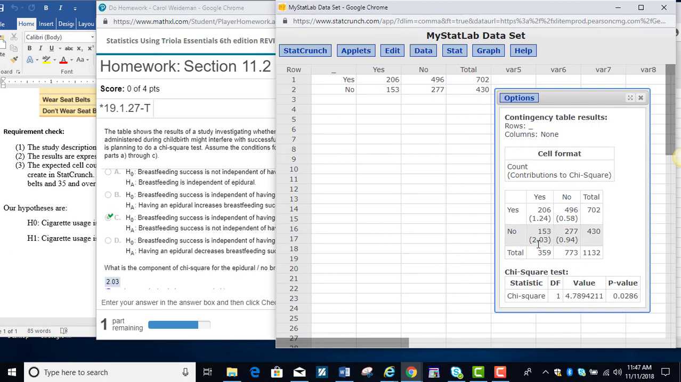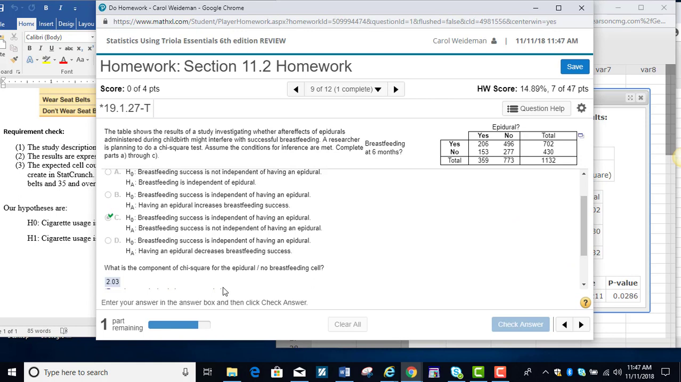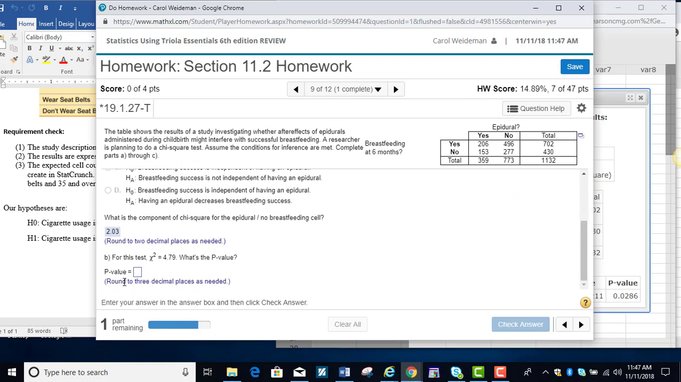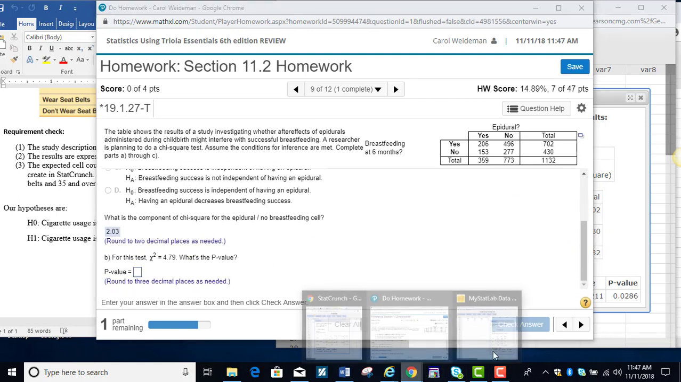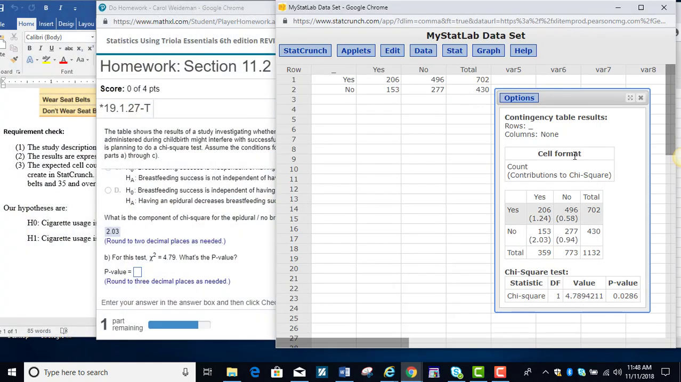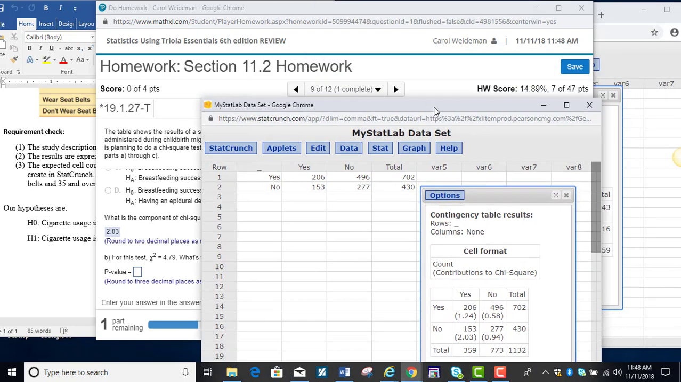So the contribution to the chi-square there is 2.03, which I've entered in my stat lab. If you look below, here's my chi-square, which has 1 degree of freedom. The chi-square statistic is 4.79, and the p-value is about 0.03. The last question in the problem is going to ask you to find that p-value, and you've got it right now since you created the contingency table and calculated the chi-square here in StatCrunch. You can go ahead and add that p-value in here, and then they're going to ask you to interpret it. So that will help you work on this problem, number 9 in your homework.